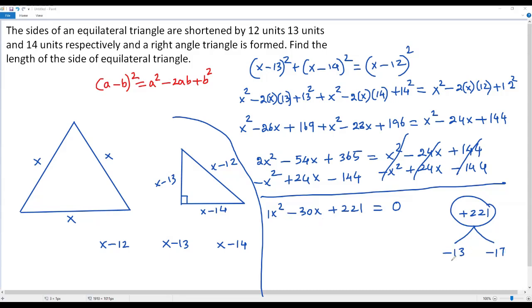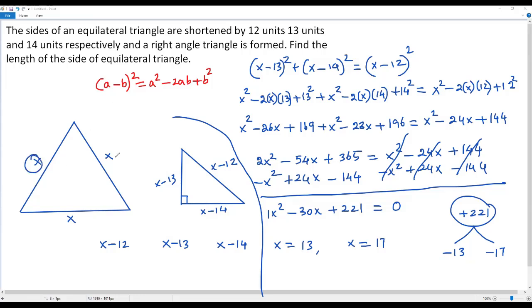Further, I have to divide these two factors by the coefficient of x², that is 1. Even if I divide them by 1, I'm still getting negative 13 and negative 17. Usually when I solve a quadratic equation, I'll be getting two values for x. Now to get the first value of x, I have to change the sign of the first factor. So already it's negative. If I change the sign, it will be positive, that is x = positive 13. And to get the second value of x, I have to change the sign of the second factor. So already it's negative. If I change the sign, it will be positive. So I'm getting two values for x. One is x = 13 and the other one is x = 17.